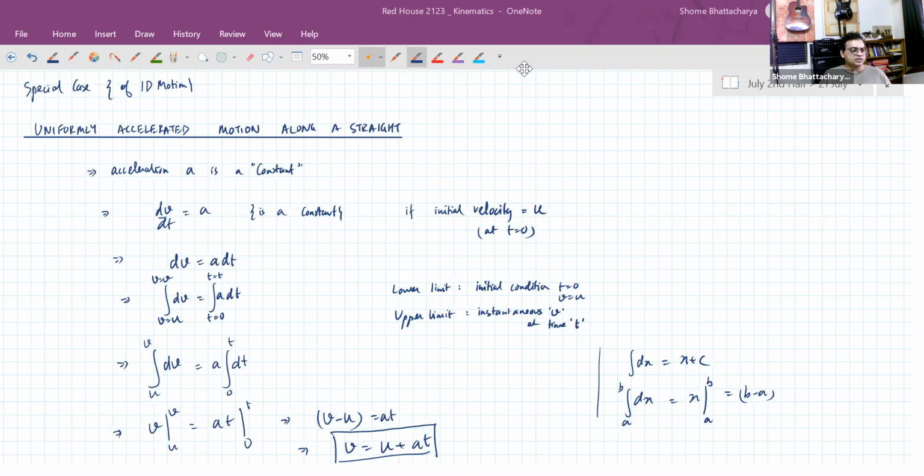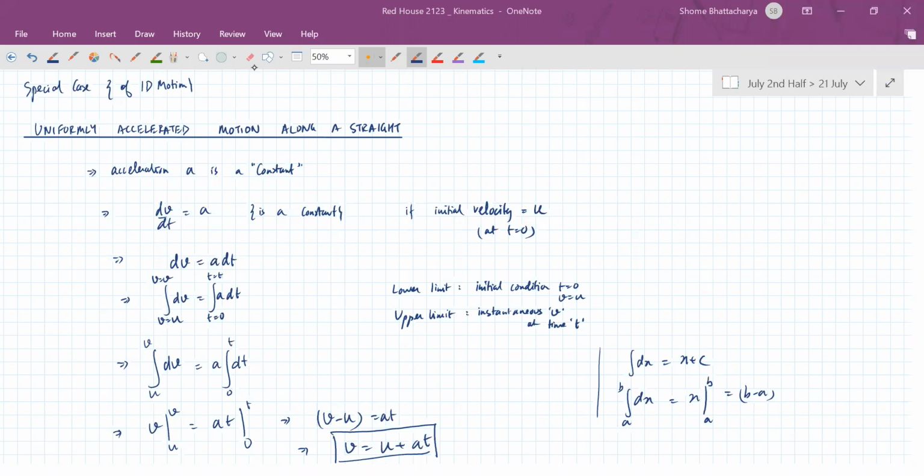Just note down this derivation first. So as you know, this is called the first equation of motion for uniform acceleration. There are three such equations. So this is the first of the three equations. Equation number 1. It is giving us the instantaneous velocity v as a function of time. So it's a velocity time relation in this special case when the acceleration is uniform for a straight line motion.